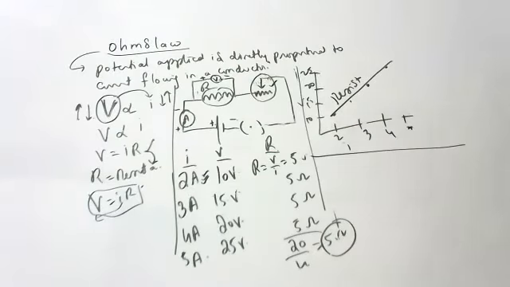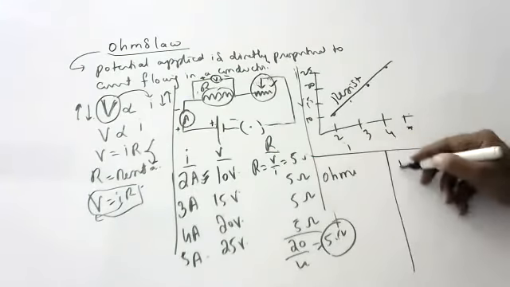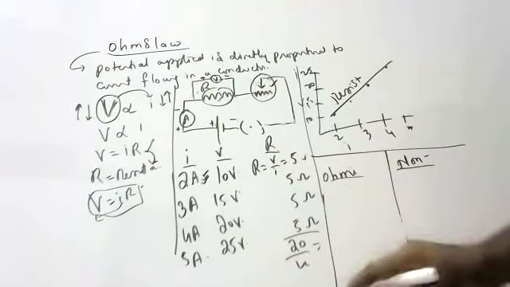Now, what are ohmic conductors and what are non-ohmic conductors? I told you first, children: ohmic conductors are those conductors which obey Ohm's law, and non-ohmic conductors are those which do not obey Ohm's law. Now the differences between ohmic and non-ohmic conductors.